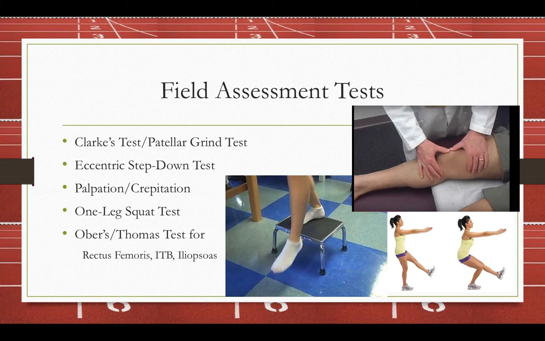Ober's and Thomas tests would also be good tests for this. The Ober's would be a good test for, I believe, the ITB. And then the Thomas test would be a good test for tightness in the rectus femoris and the iliopsoas, which can all cause muscular imbalances.